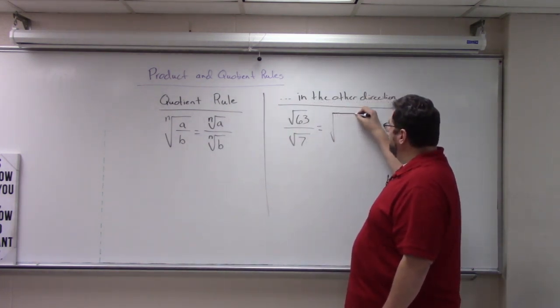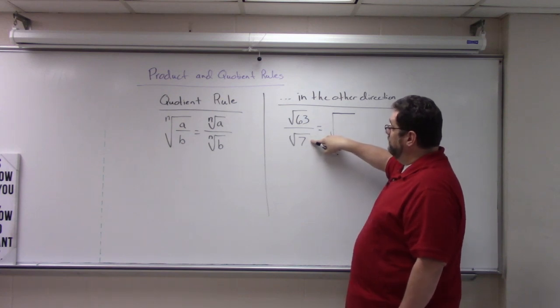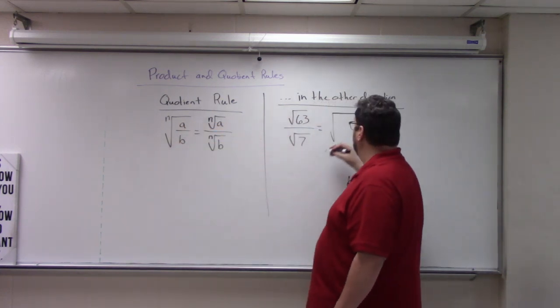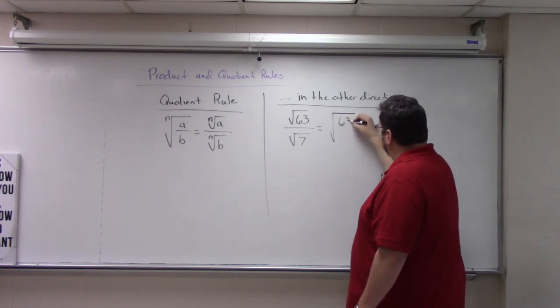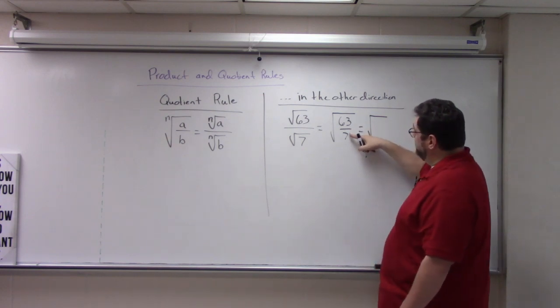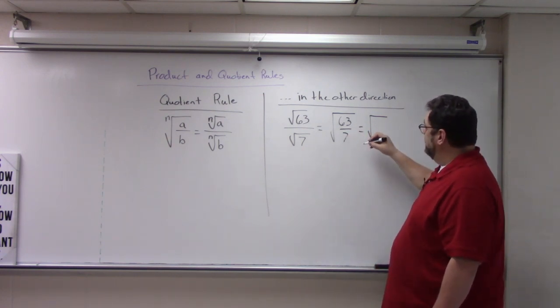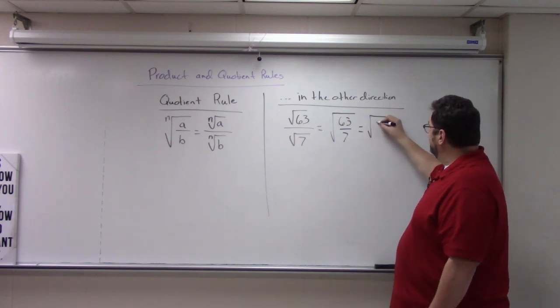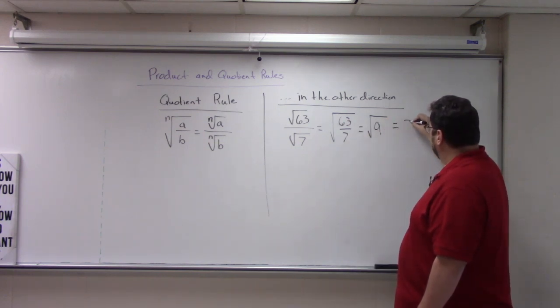If we write this, we have two different roots, but we can also write this as one root. We can say this is the square root of 63 over 7. Well, 63 over 7, remember a fraction just means divide. 63 divided by 7 is 9, and the square root of 9 is 3.